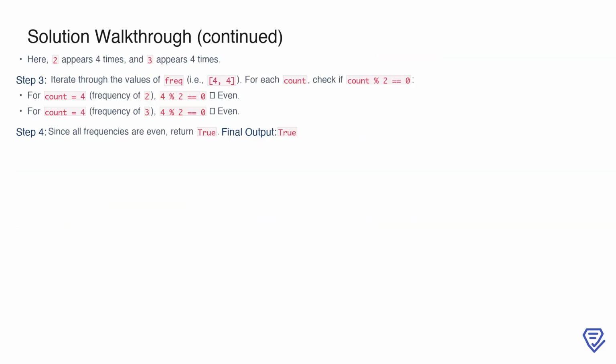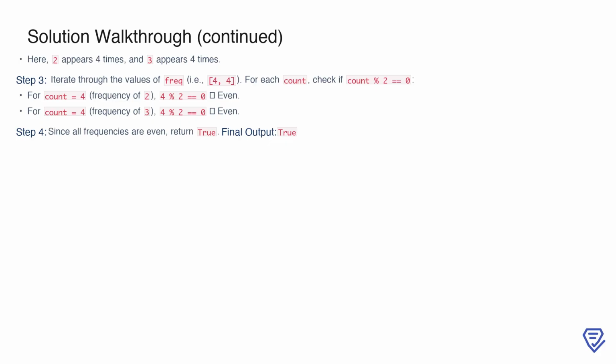In the last example, we use the input array nums equals [2, 2, 2, 2, 3, 3, 3, 3]. Using Counter(nums), we calculate the frequency of each number, obtaining the counter object {2: 4, 3: 4}. This tells us that the number 2 appears 4 times, and the number 3 also appears 4 times. Next, we iterate through the frequency values 4, 4, and check whether each value is even.